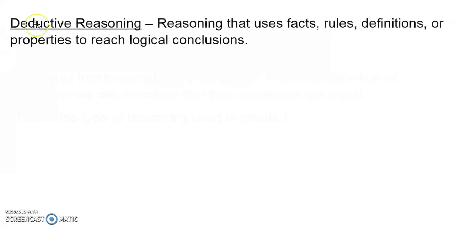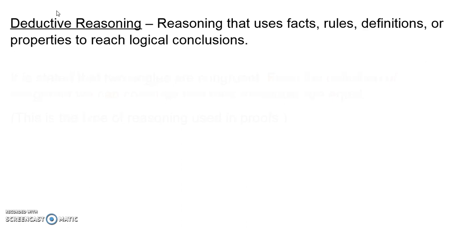Okay, and on our last page of notes, we will go over deductive reasoning. So remember, inductive reasoning is when you use observations to conclude something. Deductive reasoning is what we use in math, and it's reasoning that uses facts, rules, definitions, or properties to reach logical conclusions.